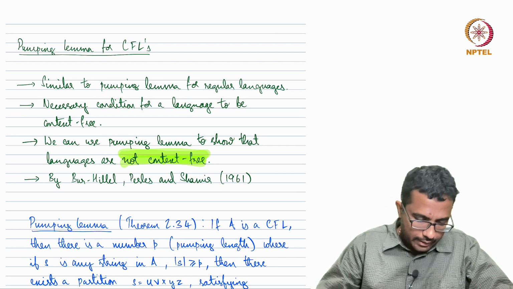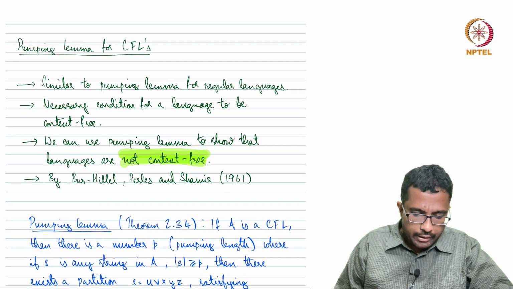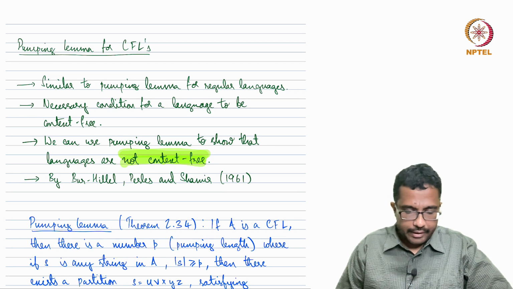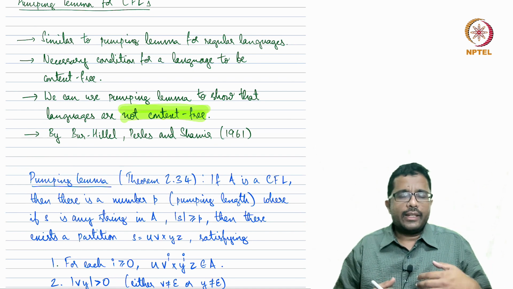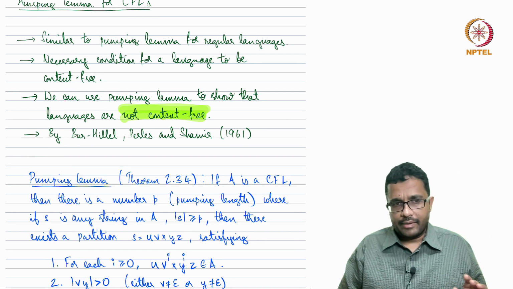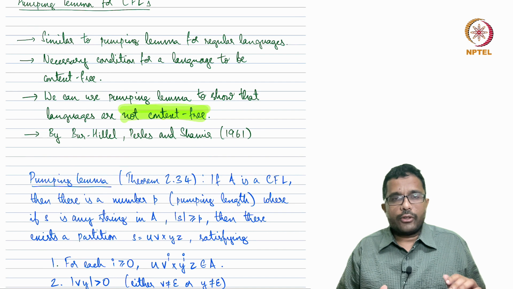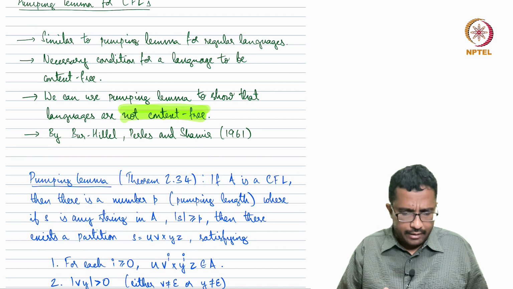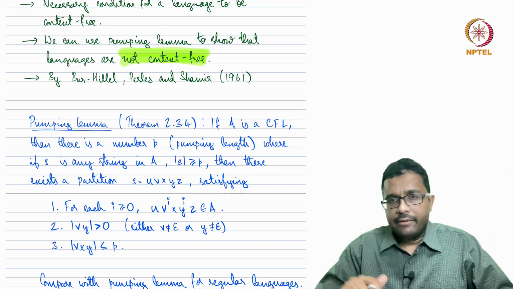And once again, the names are the same: Bar-Hillel. This was discovered by Bar-Hillel, Perles and Shamir in '61. In fact, the pumping lemma for regular languages was also a special case of this, by the same people. The structure of the statement of the pumping lemma and the way it is applied are very similar. There are only some minor differences in the way the pumping lemma for context-free languages differs from the pumping lemma for regular languages. Many things are very similar, so we'll highlight the differences, both in the statement of the pumping lemma itself and in the way we apply it.